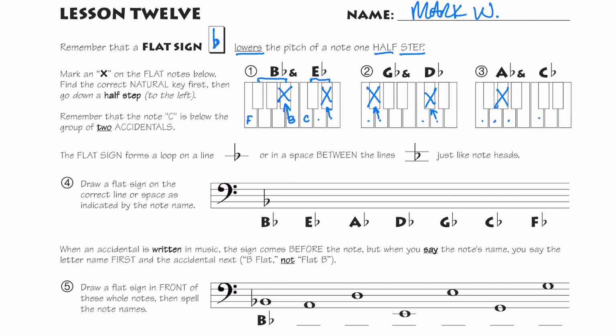Here's my C. Now I'm going down a half step for C flat, and it's only there because I don't have an accidental here. So here is my C flat.